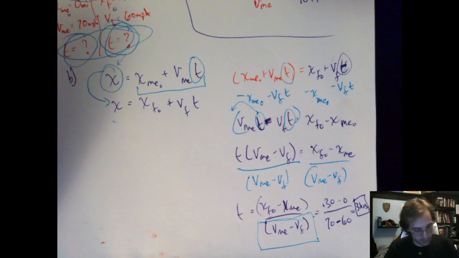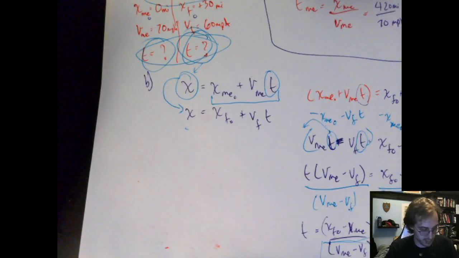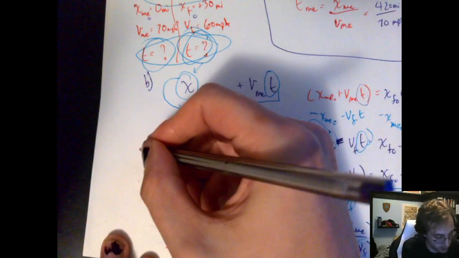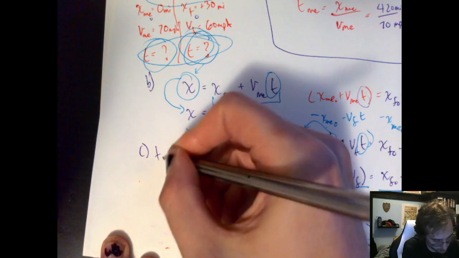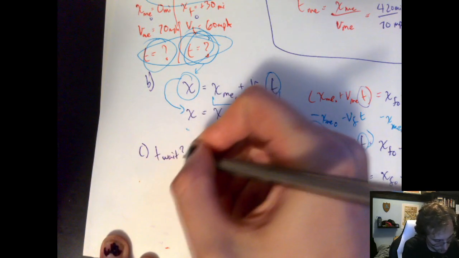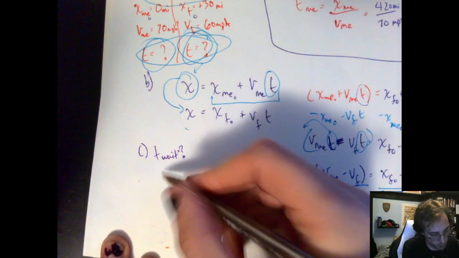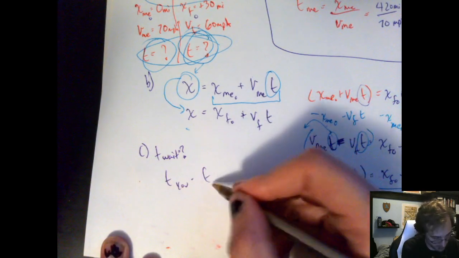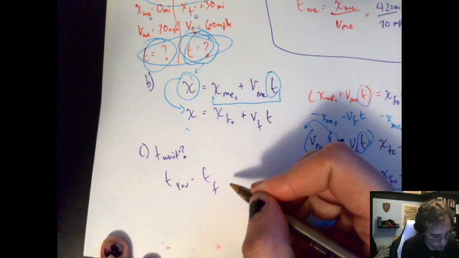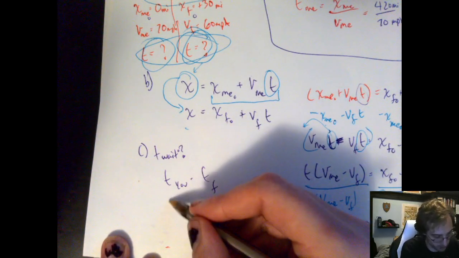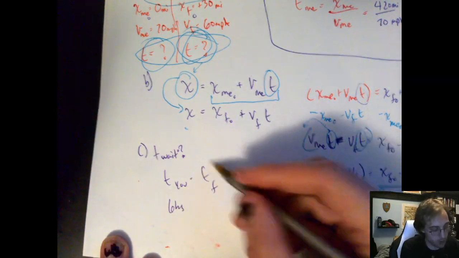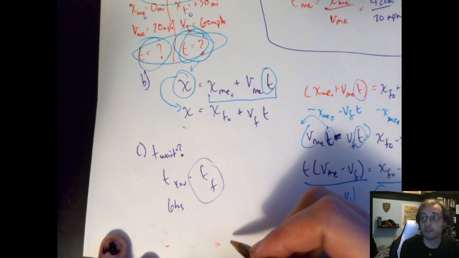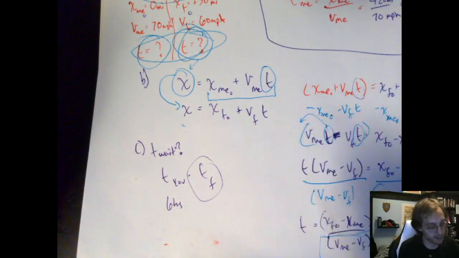We do have one last question, which is part C. Part C is asking how long you wait for your friend at New York. But the time to wait is actually going to be the time it takes for you minus the time it takes for your friend. We have the time it takes for you. We figured out that was 6 hours. So now all we need to do is figure out the time it takes for your friend, and we can subtract those two and get our answer.